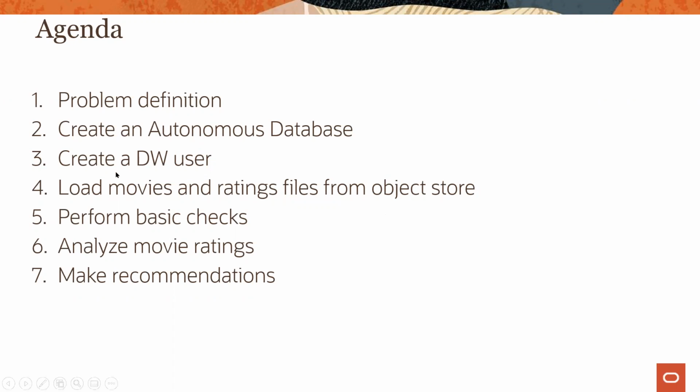Then create a data warehouse user and load these two files. There's a file called movies, and another file called ratings. They are publicly available, but I downloaded and saved them on an object storage in the Oracle Cloud. Then we are going to do some basic checks, and after that, we are going to analyze these two files, and based on that, we are going to make recommendations.